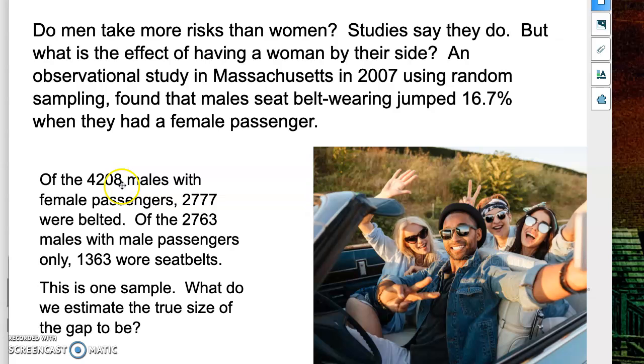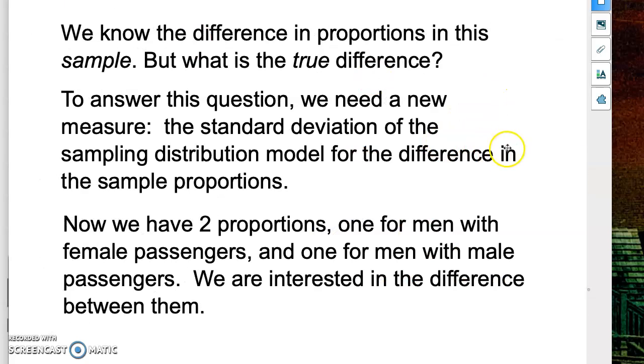Of the 44,208 males who had female passengers, 2,777 of them were belted. Of the 2,763 males with male passengers, only 1,363 wore seatbelts. So we're using this one sample to estimate the true size of the gap between males with male passengers and males with female passengers. All right, we know the difference in proportions in the sample. What is the true difference?